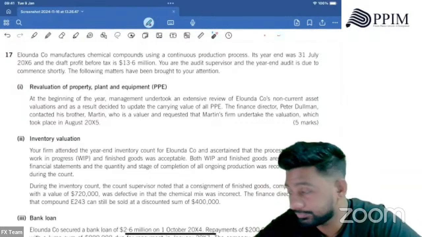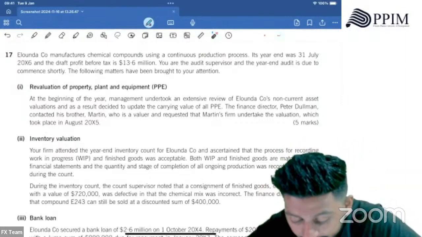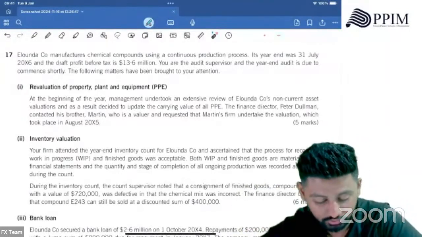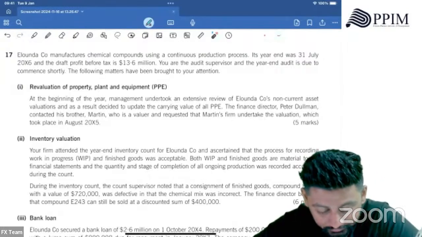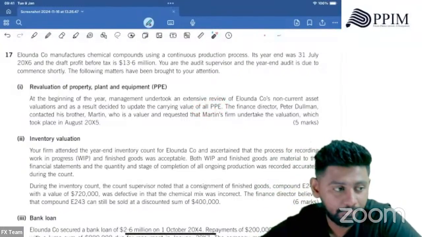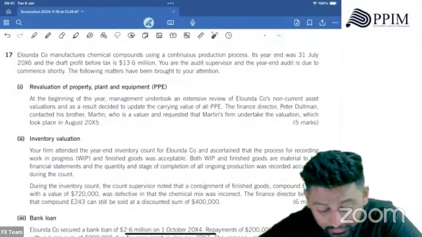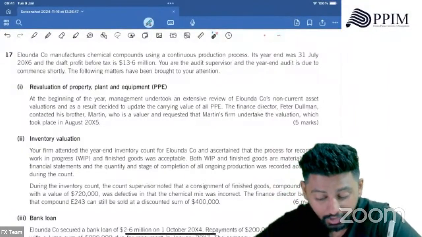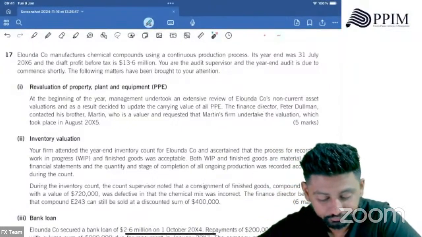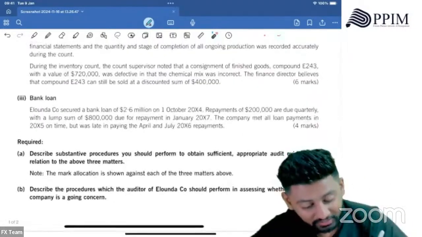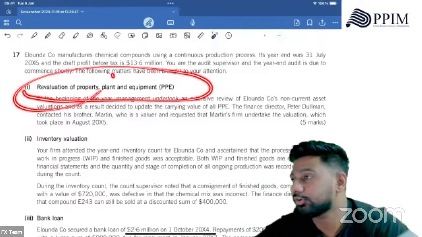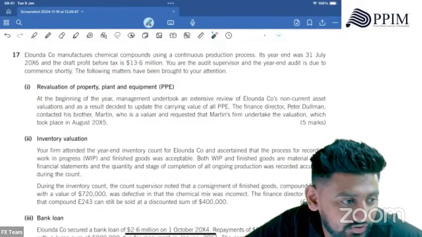At the beginning of the year, management undertook an extensive review of the company's non-current assets valuation, and as a result decided to update the carrying value of all property, plant, and equipment. The finance director, Peter, contacted his brother Martin, who is a valuer, and requested that Martin's firm undertake the valuation, which took place in August 2015. Your requirement is to describe substantive procedures you should perform to obtain sufficient appropriate audit evidence in relation to the above matters. Here, the matter is revaluation of property, plant and equipment.